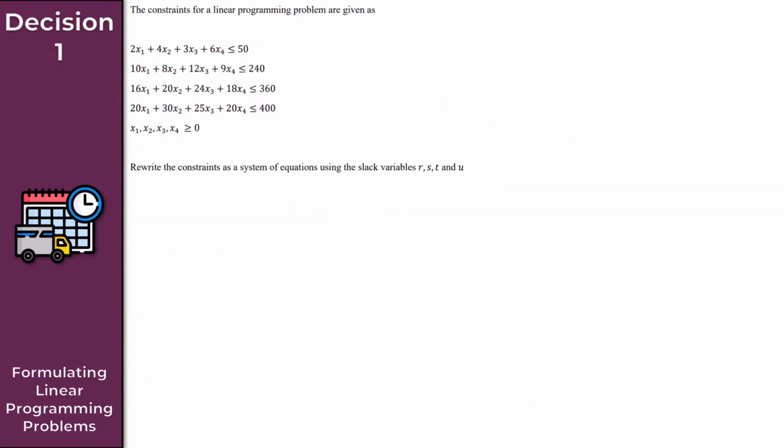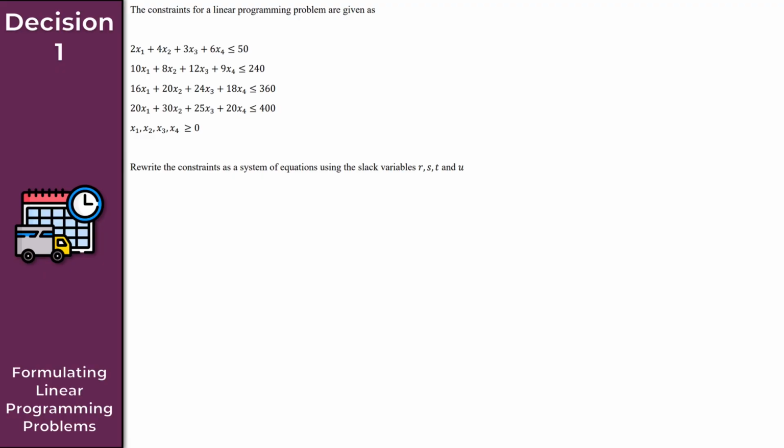So let's just get started with this practice question. What we've got for this question is the constraints for a linear programming problem, and they're given as follows. As we can see, we've got a system of inequalities. For example, I've got 2x1 plus 4x2 plus 3x3 plus 6x4 is less than or equal to 50. That is my first constraint. For the next constraint, I've got 10x1 plus 8x2 plus 12x3 plus so on and so on. I won't bother reading out each individual constraint, but you get the idea.